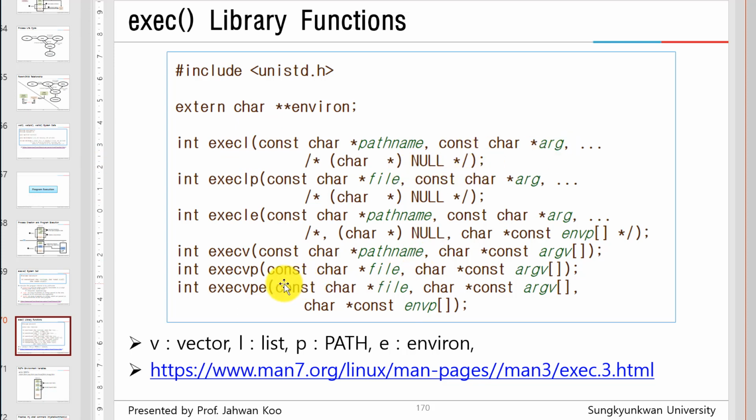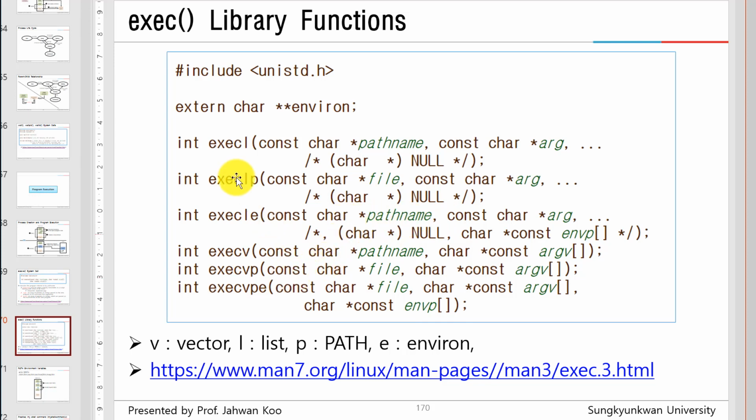execv function has path name and argument value or argument vector. In here, v means argument vector. In this case, vector means an array of pointers to strings. execle and execvpe functions have an additional environment pointer. In here, e means environment pointer.